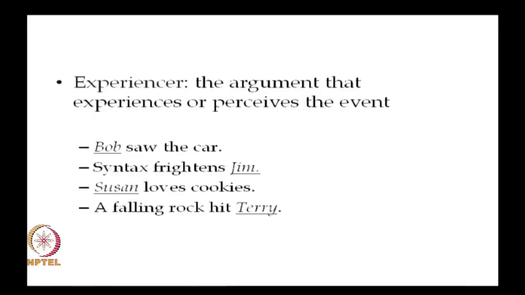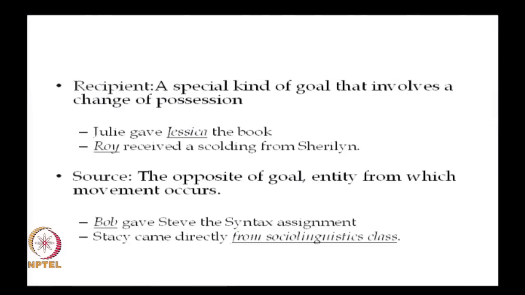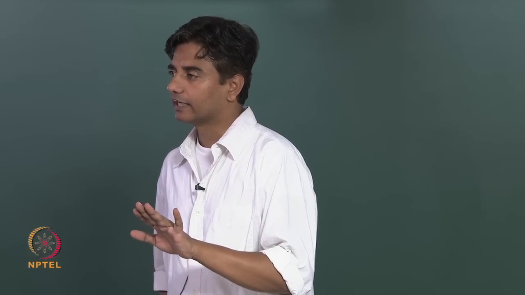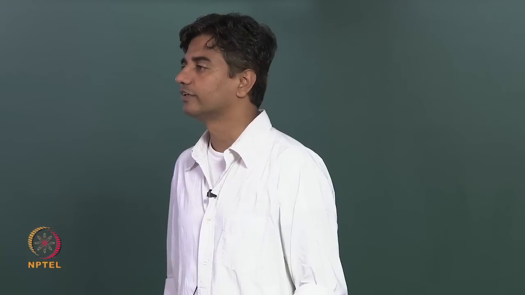And what is the difference between experiencer and recipient? The way I understand it, an experiencer has to be a plus human entity, okay? And the recipient may or may not be. And again, I'm trying to tell you again and again that these names may overlap, okay? So the more significant question is, how do I decide whether this is an experiencer or a recipient, or a goal or a theme?